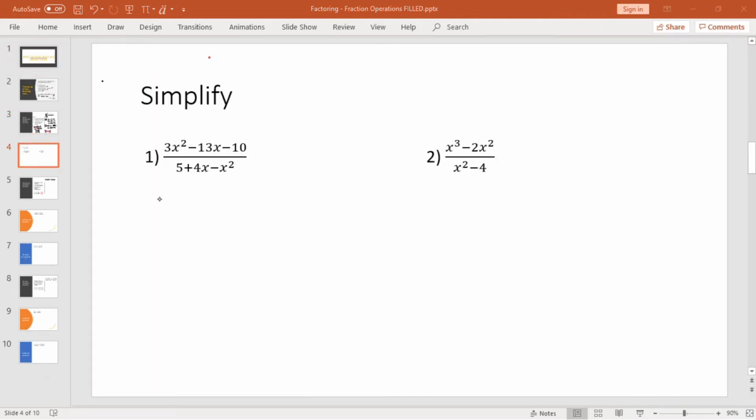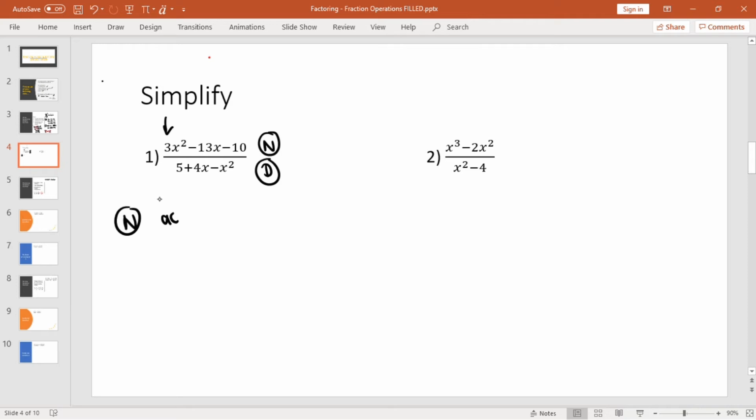We're going to work our way through a couple of examples. So I look at my number 1 here, and I see that the a value is 3. So it's looking like a harder trinomial. I double check. There's nothing I can common factor. So yeah, for the numerator, it's going to be one of those more complex ones. So let's start with that.